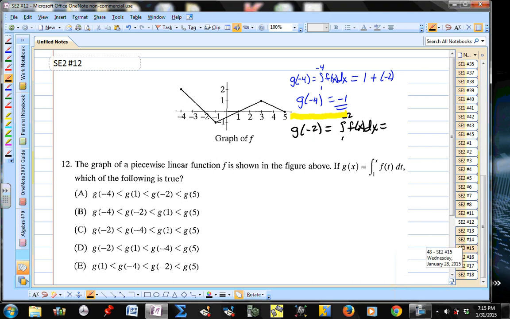Now we'll find g of negative 2. Well, g of negative 2 is going to be found by integrating this function from 1 to negative 2. We already found this value. We have a negative change in x and a negative change in y. Therefore, this integral is a positive value. Negative times negative is positive, and the area of the region involved is 1.